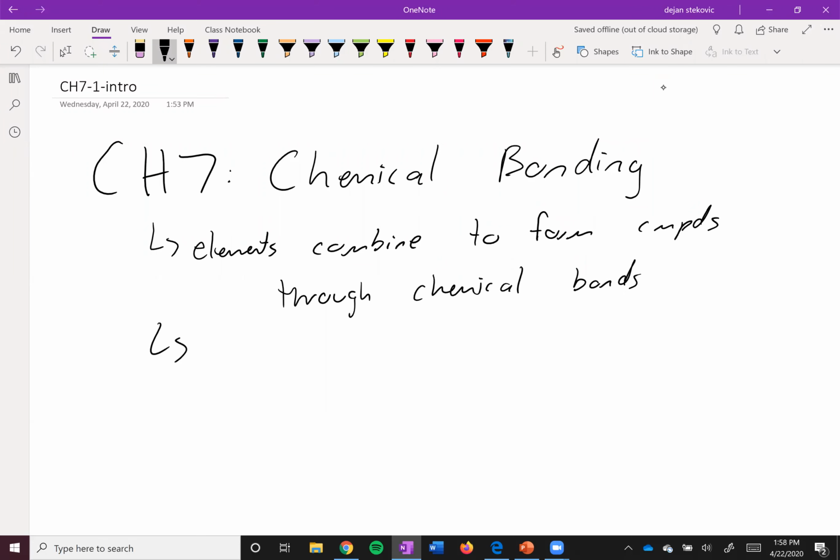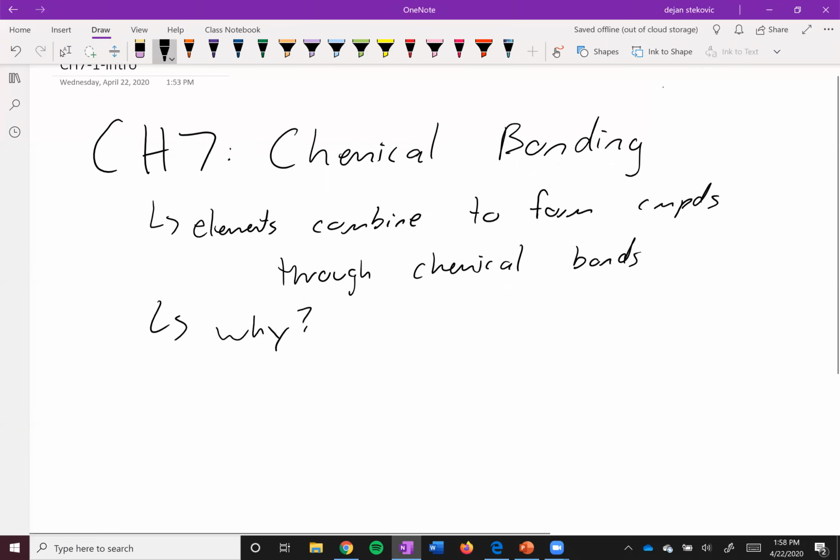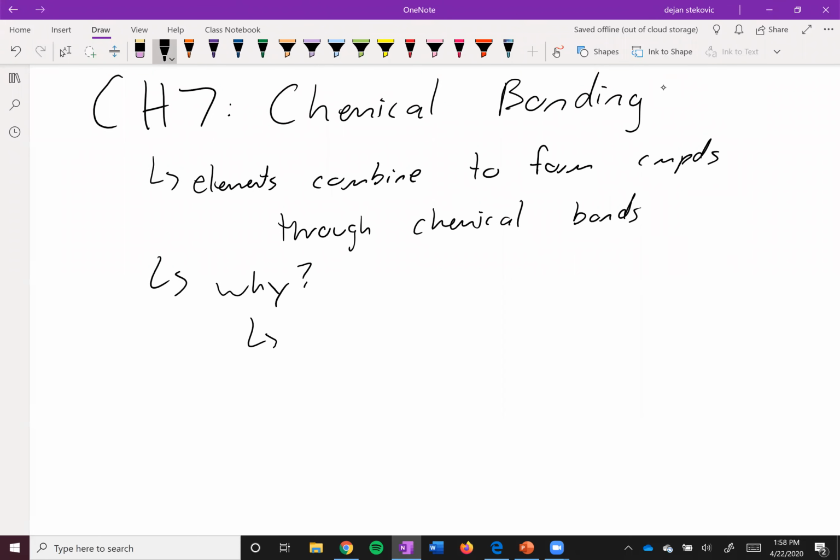And so naturally the question might be why? Why do elements form compounds through chemical bonds? Well, the answer to this question is actually the same as why does a ball roll down a hill?